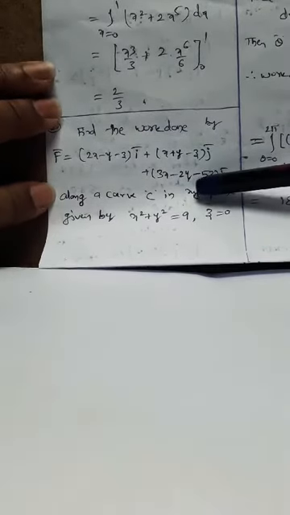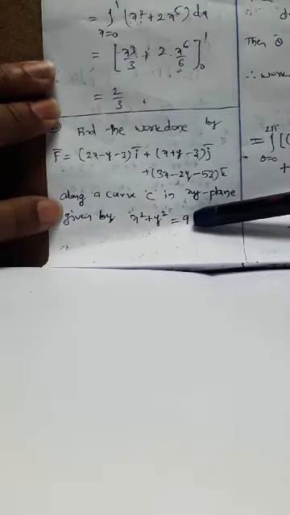Find the work done by F along a curve C. Here the curve is x² + y² = 9, a circular equation with r² = 9. So r = 3. Let z = 0. So let us do F·dr.